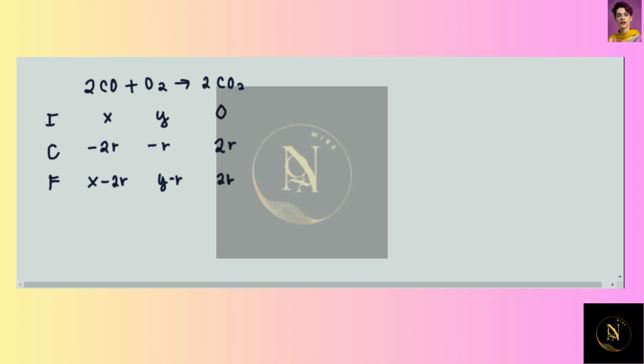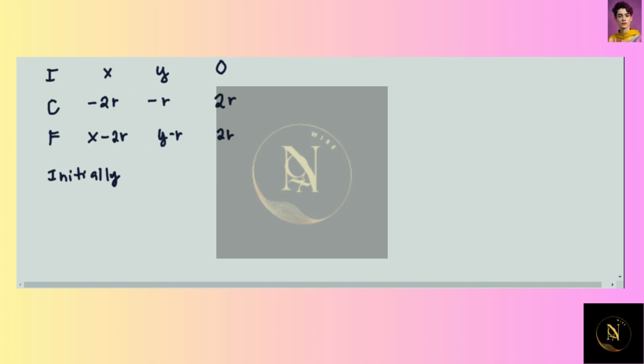It is given initially that the total pressure of the gas mixture composed of carbon monoxide and oxygen gas is equal to 2.2 atmosphere. So that means partial pressure of carbon monoxide plus partial pressure of oxygen gas equals 2.2 atmosphere. And then at the end of the reaction, the total pressure falls to 1.9 atmosphere.